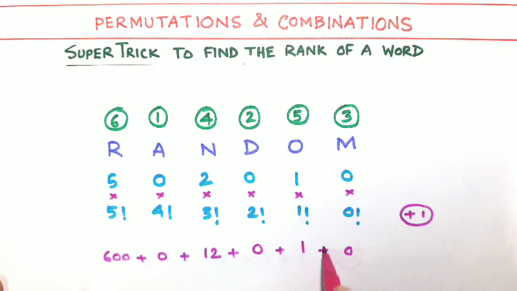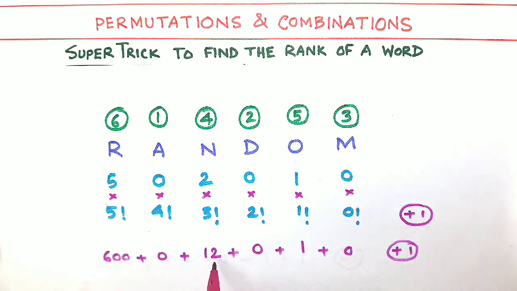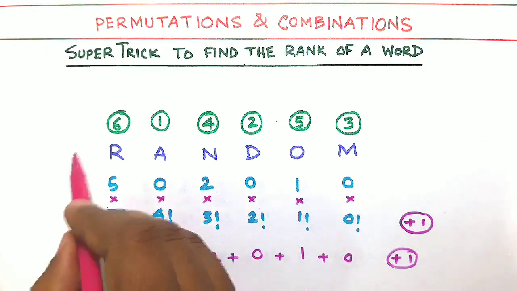After addition, you have to add this 1 also, plus 1. Okay, this is the important step. And you are getting 600 plus 12 plus 1, that is 613 plus 1. Finally you are getting 614. 614th word is the rank of random.